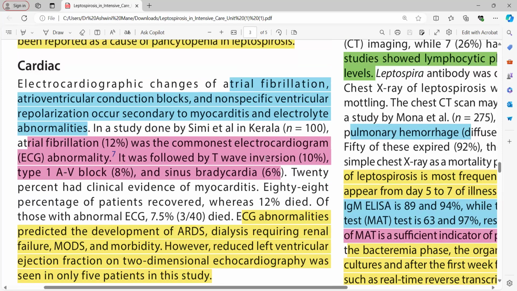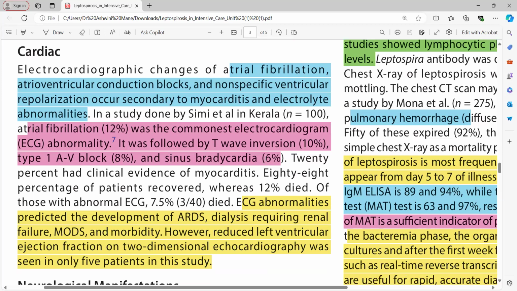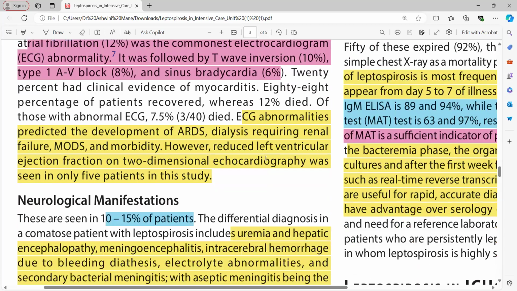Atrial fibrillation occurs in 12% and is the commonest ECG abnormality. It is followed by T-wave inversion, which occurred in 10% of cases, type 1 AV block in 8%, and sinus bradycardia in 6%. ECG abnormalities predicted the development of ARDS, dialysis-requiring renal failure, MODS, and morbidity. However, reduced left ventricular ejection fraction on 2D echo was seen in only 5 patients in this study.